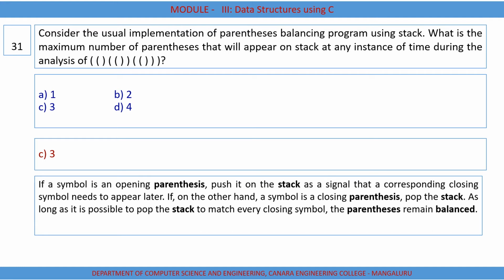Then another two closing braces, so pop two elements from the stack. Another two opening braces, put them into the stack, and the remaining is the last three parentheses, so they have to be popped. In the stack we have three elements, three parentheses, so remove three parentheses from the stack. So if a symbol is an opening parenthesis, push it into the stack as a signal that corresponding closing symbols need to appear later. So the answer is 3.